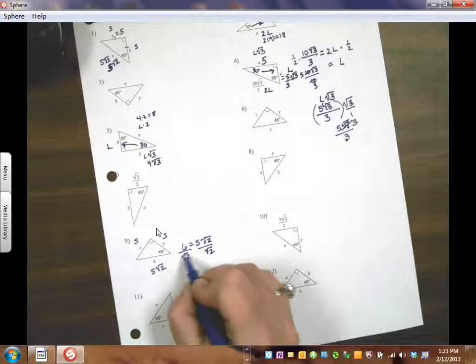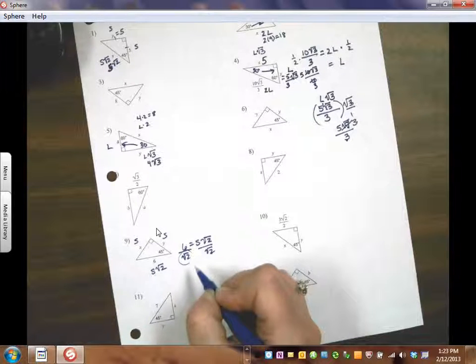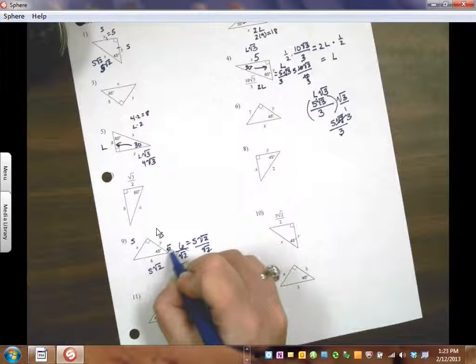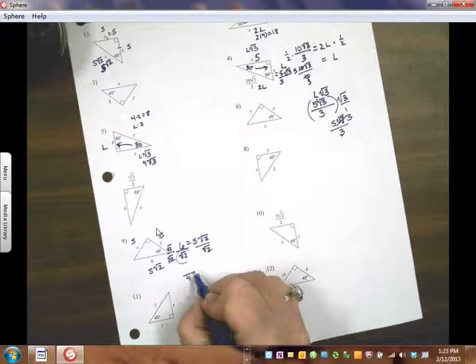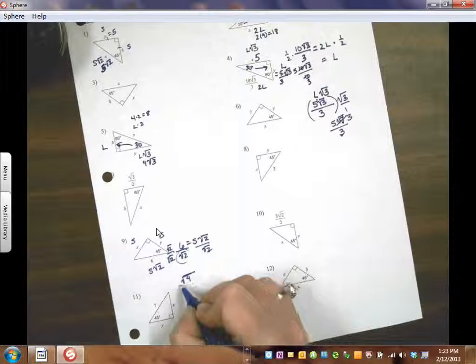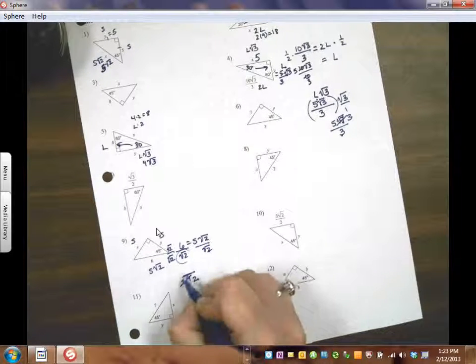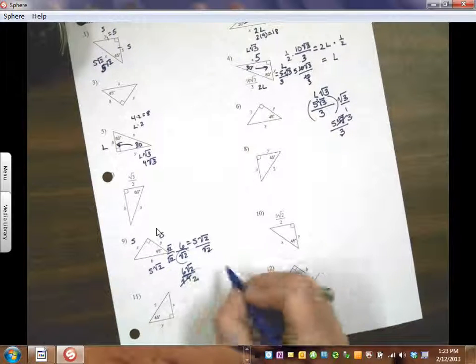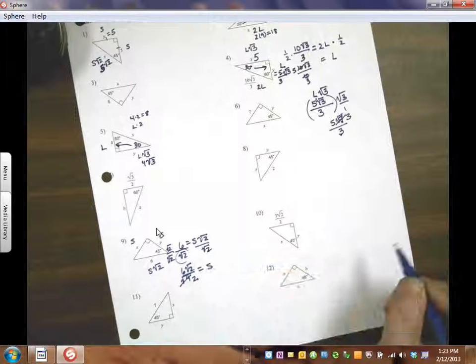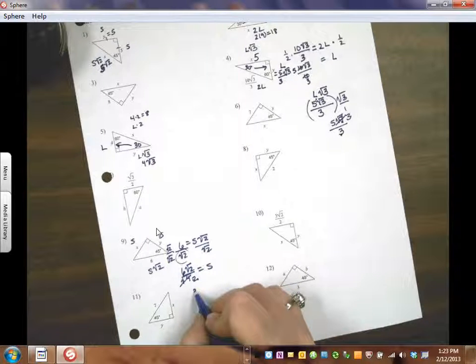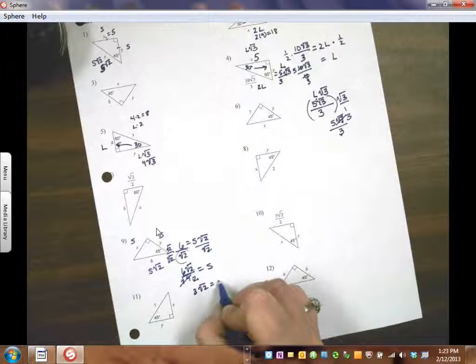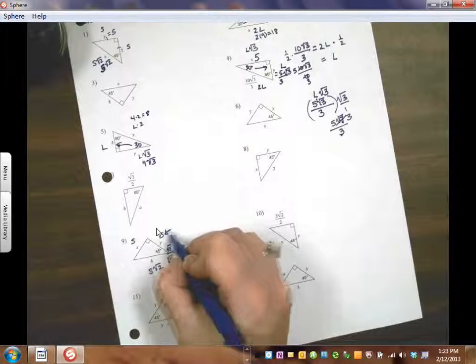I can't leave this radical in the denominator, so I've got to multiply by root 2 over root 2. So this becomes a whole number in the bottom, radical of 4, which ultimately becomes 2. And on the numerator we have 6 roots of 2. And that equals S. Does 2 go into 6? Yes, it does. So this is 3 root 2 equals my S. So these sides are both 3 root 2.